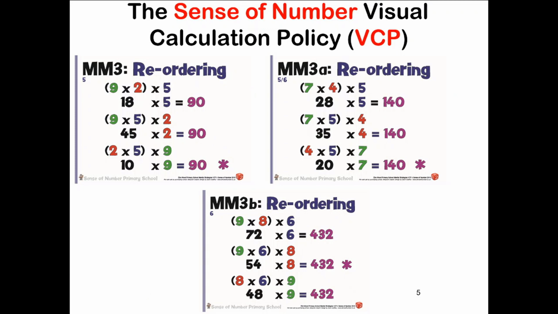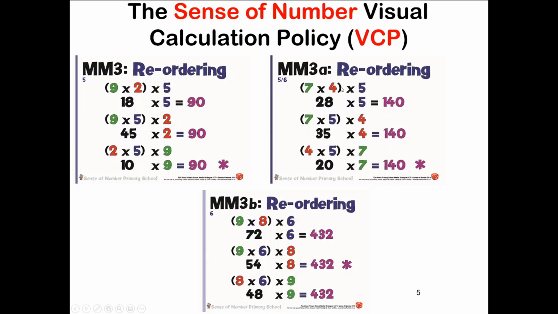This is the visual calculation policy from Sense of Number, which does a very similar thing. What I quite like about the 3 examples you can see here, we'll give you time to have a look at them, is that it suggests that as an activity in a lesson, what you could do is ask the children to actually write out all 3 options and then choose the favourite. So as you can see here, we've got 18 multiplied by 5, 9 times 2, 45 doubled, or 10 multiplied by 9. Now, although double 45 is quite easy, I think we can all agree that 10 times 9 is the easiest of the 3.